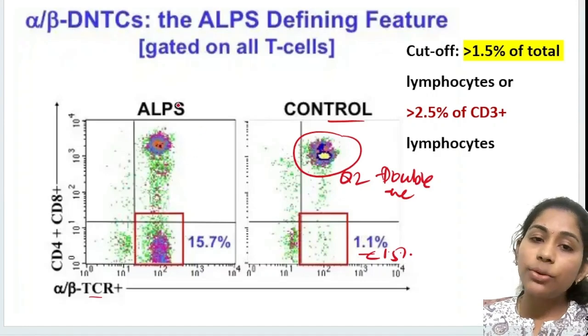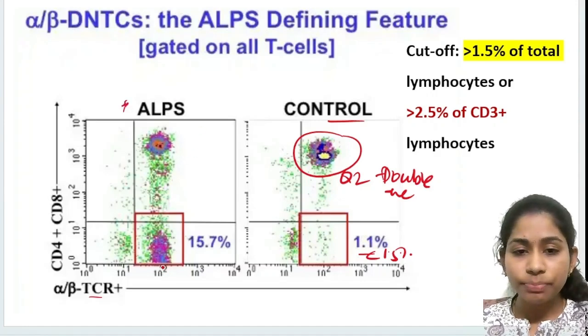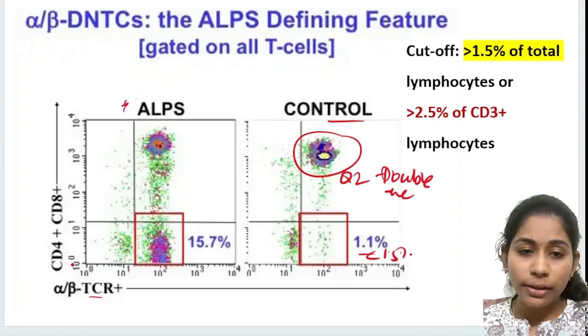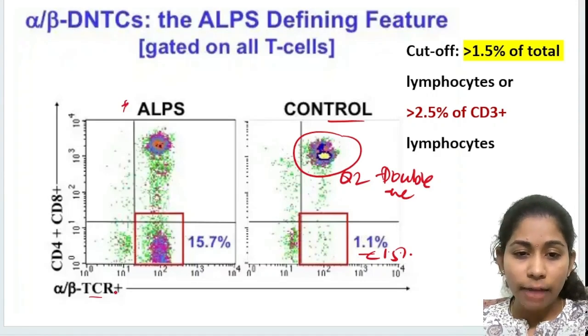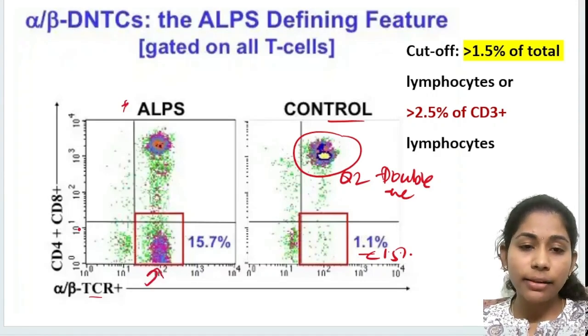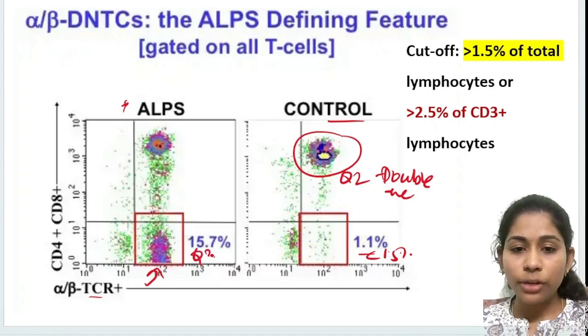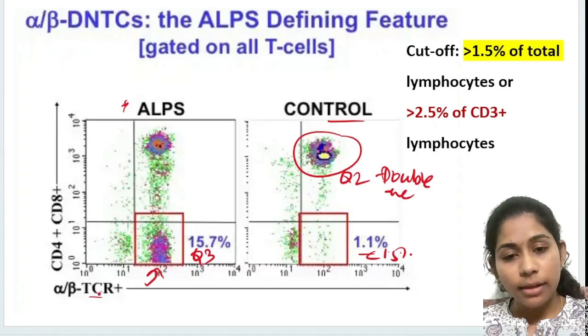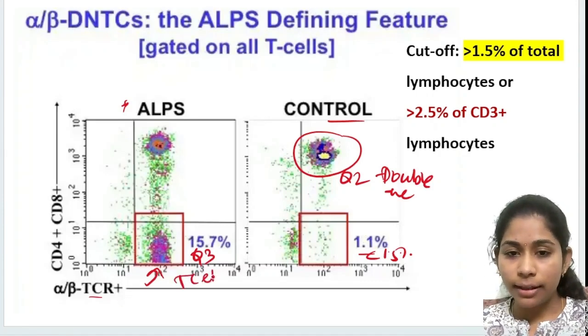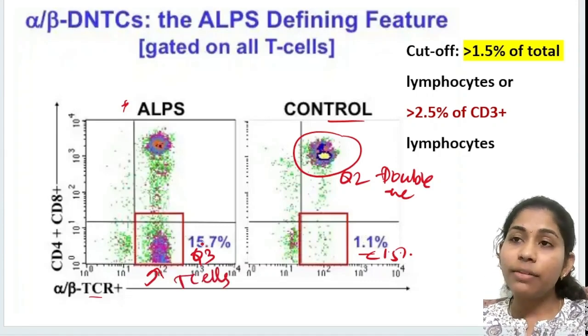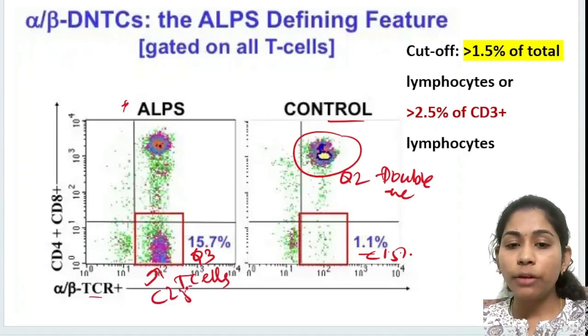But in ALPS, can you see this is the ALPS? Here, the double negative cells, both CD4 and CD8 negative, only the alpha beta T cell receptor is positive, right? This is the Q3 zone. Whatever marker is on the X axis is positive and the Y axis is negative, that is the Q3 quadrant, right? So here the alpha beta T cell receptor is positive, that means these are T cells, and around 15.7% of cells are not showing CD4 and CD8. Usually, it should be less than 2.5%, right?